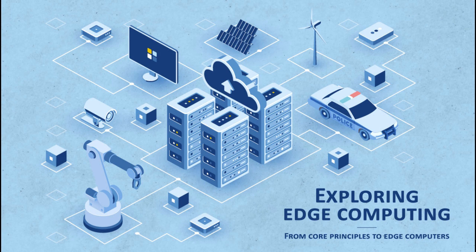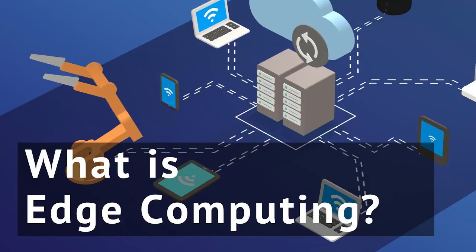Then edge servers or gateways are intermediate devices that process and filter data before sending it to the centralized cloud. They act as a bridge between edge devices and the cloud. Then edge data centers are localized data centers situated closer to the edge of the network. They provide additional processing power and storage capacity for handling edge computing workloads.